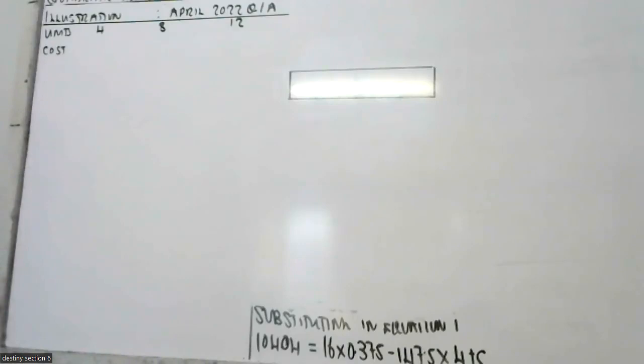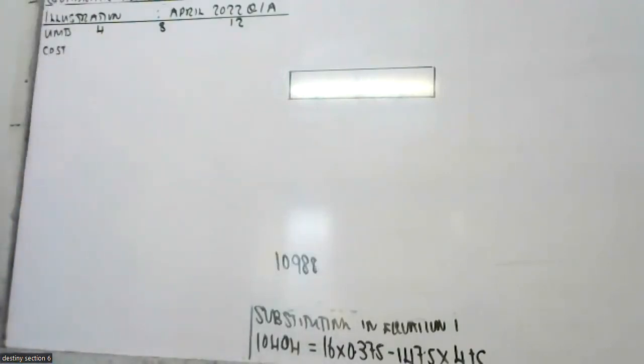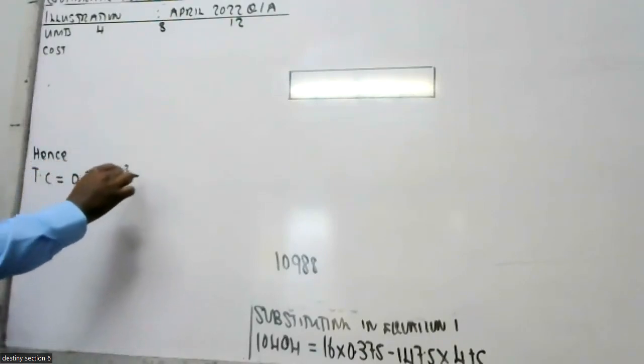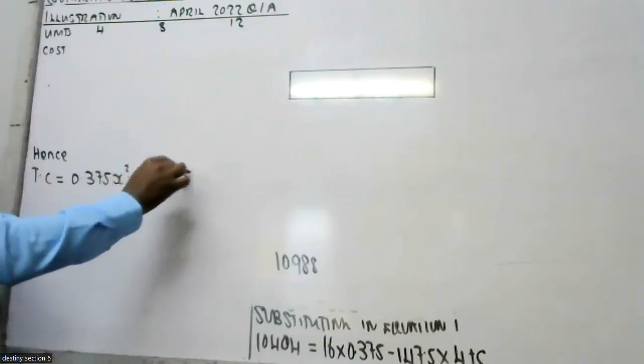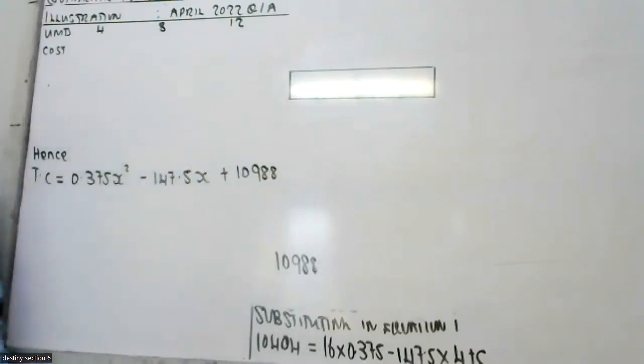It's taking too long to get C. 110,958. 10,988. Confirmed? Okay, so you tell us hence total cost should be 0.375x squared minus 147.5x plus 10,988. So that is the fixed cost.